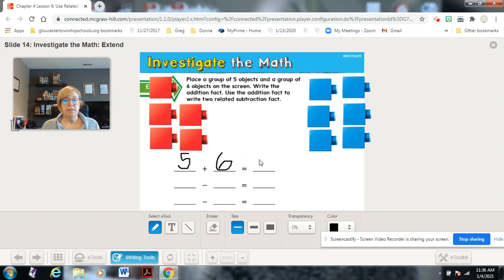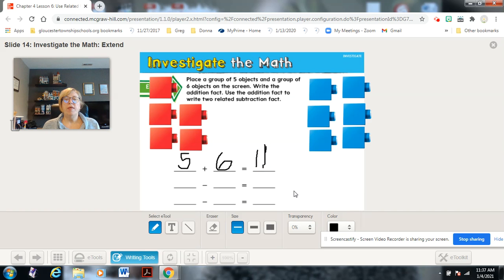What is the sum? Well, I'm going to use a strategy that we've talked about in the past, where 6 is my bigger number, so that's in my head. I don't have to count it. I've already done that. There's 6, 7, 8, 9, 10, 11. And my sum is 11.